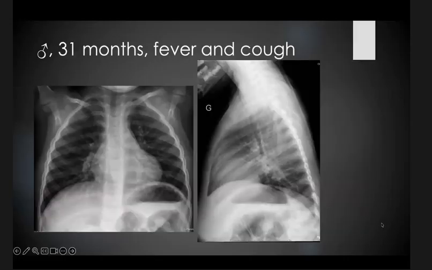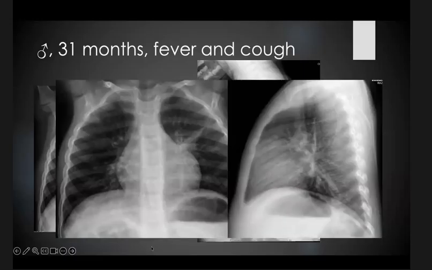Here you have a 31-month-old with fever and cough. Basically, you have probably some peribronchitis, maybe a bit of atelectasis, but not that much. And your baby is coming back a couple of days later, and then you see here pneumonia with atelectasis, probably in the anterior part of the left upper segment.